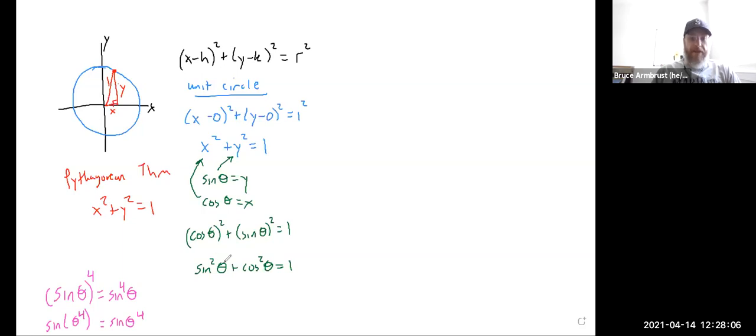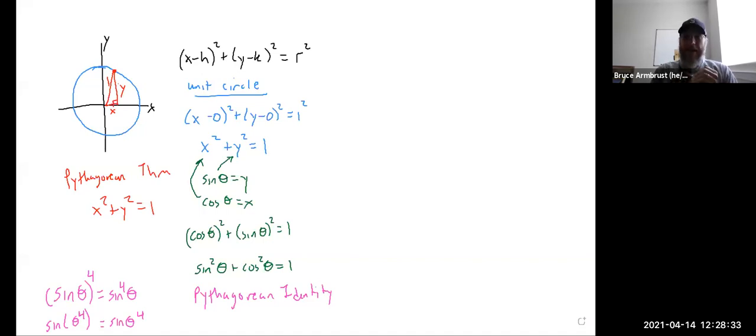Okay, so this guy right here, its name, you're gonna love this, is the Pythagorean identity, because it's the identity that comes from the Pythagorean theorem. This identity, I promise you, you're gonna remember. It's like the one identity that everyone remembers from Trig.